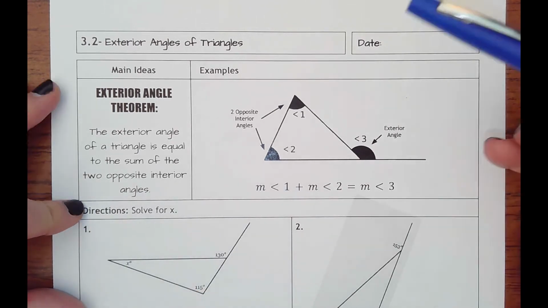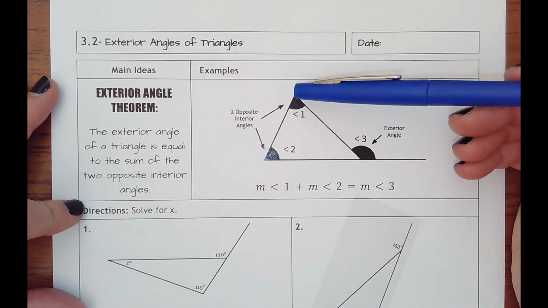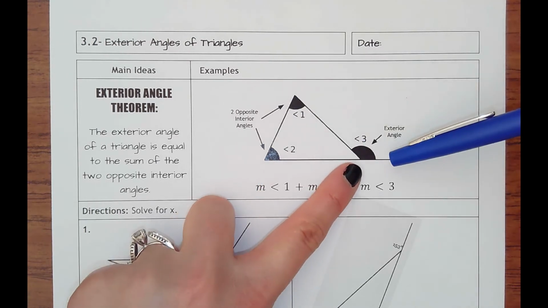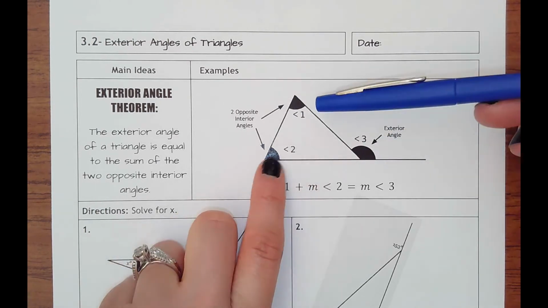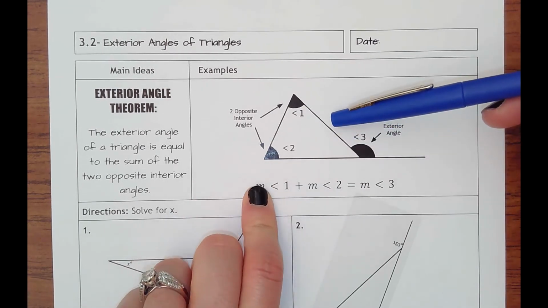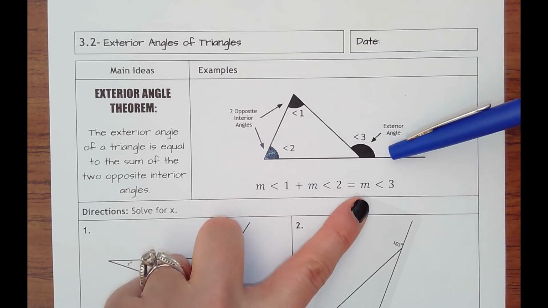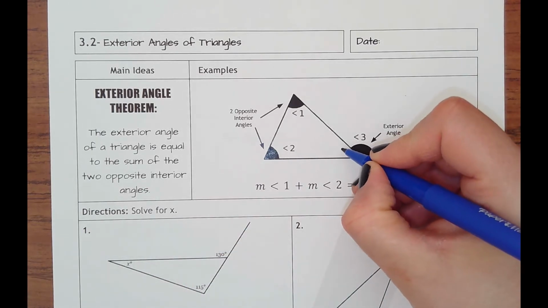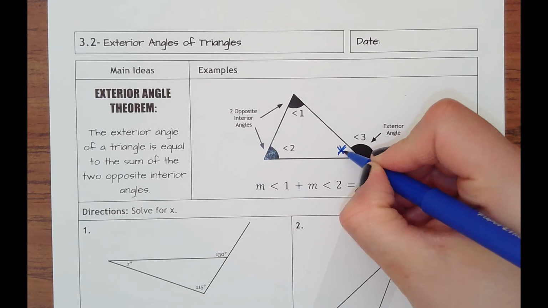What that means is the two opposite interior angles, so the two angles on the inside of the triangle that are farthest away from this exterior angle, will add to equal this angle. So 1 and 2 would add to equal angle 3. And I want to talk about why. This angle right here that we have nothing for, I'll just put a star here.